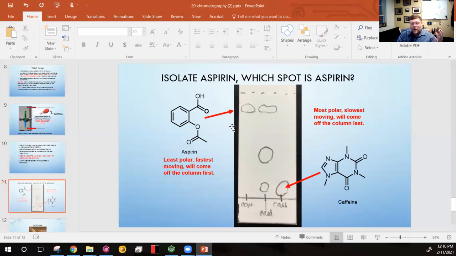The polarity is a little weird, right? Aspirin is actually a fairly polar molecule. It's got a carboxylic acid in it that can hydrogen bond. This acetate hydrogen bonds all right. Caffeine turns out to be more polar. There's no hydrogen bond donor, but there are one, two, three, four hydrogen bond acceptors. And so caffeine actually sticks to silica really well.